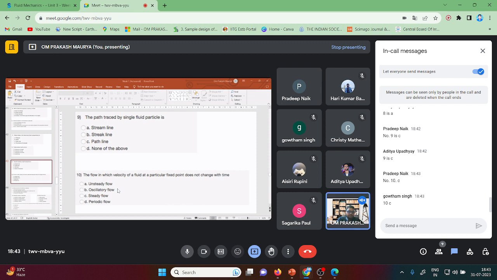Okay, Aditya is saying that for question number 9, option C is correct, path line. Okay, let's see. And for question number 10, the option is C, the steady flow. Okay, let's see. So another 2 minutes are there. So please chat your answer.